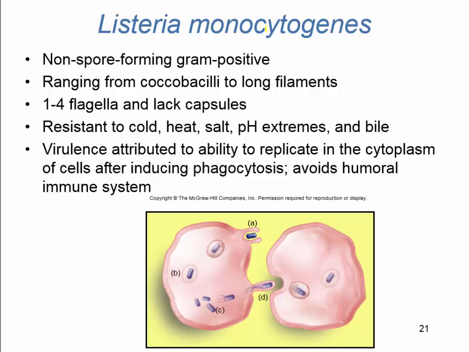But this Listeria monocytogenes, even though it's a non-spore former, is a nasty beast. It can grow in the cold, it can grow in heat, it can grow in salt and pH extremes, and resist bile. And then once it gets in our bodies, this is an intracellular bacteria. So this bacteria is not going to colonize the surface of our enterocytes. It's actually going to go into our phagocytes. So those macrophages, neutrophils, it's going to hide out inside the cell, which then allows it to avoid the humoral immune response.